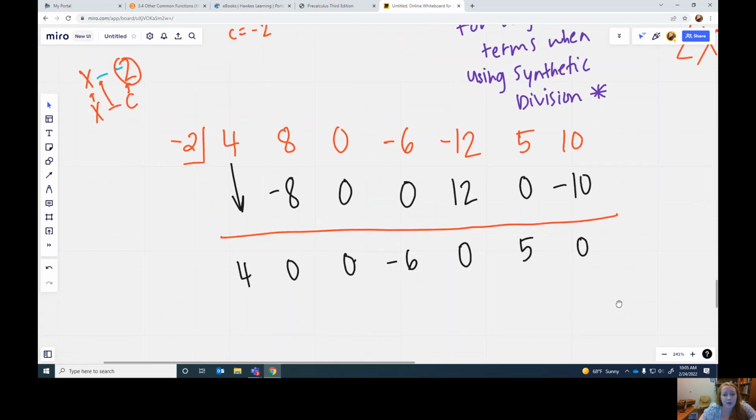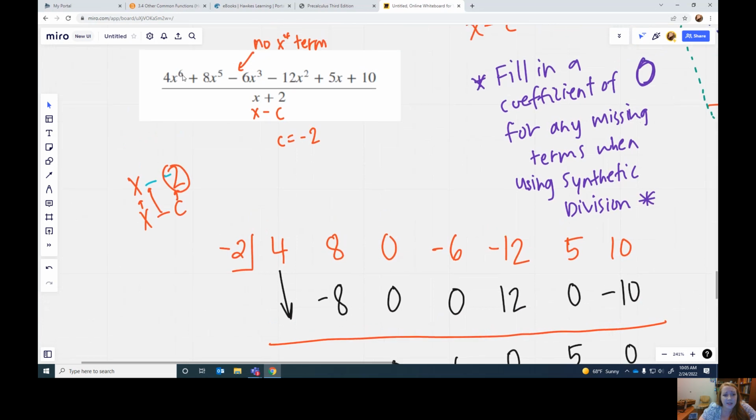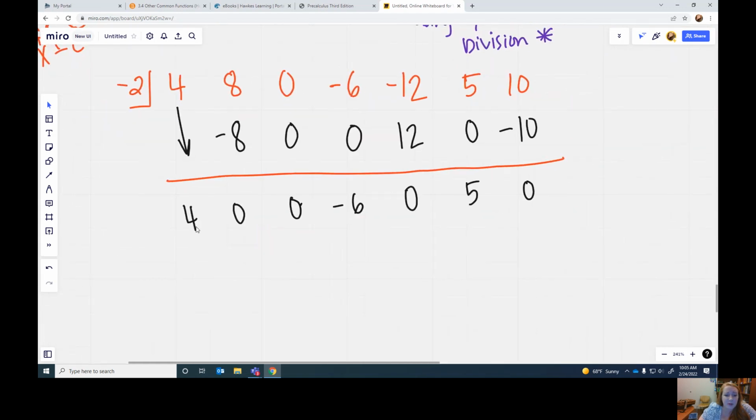So let's scoot back up here and look at our original dividend. It was degree 6, so the highest exponent is 6. That means our quotient, or our answer, is going to be degree 5. So you can start filling in the variables. That's x to the 5th plus 0 times x to the 4th plus 0 times x to the 3rd minus 6 times x squared plus 0 times x plus 5 plus, this is our remainder.